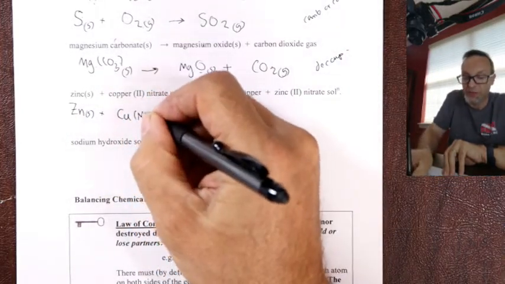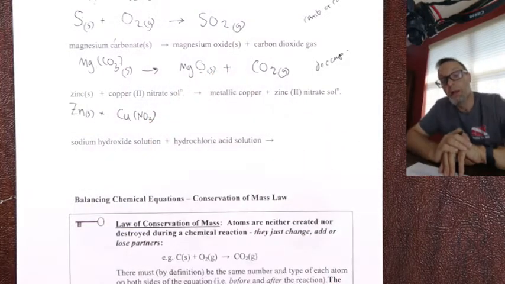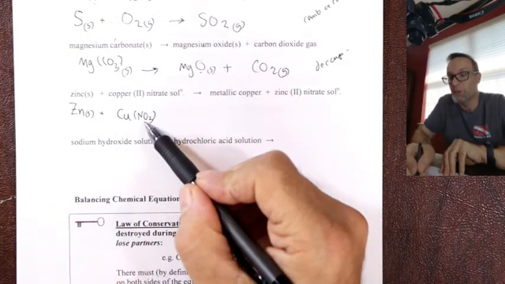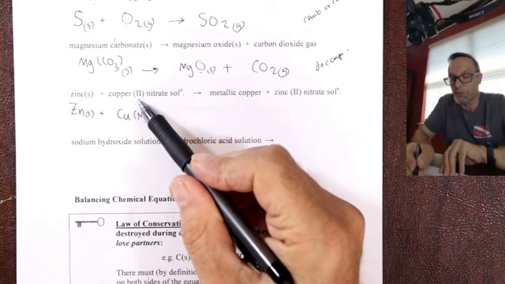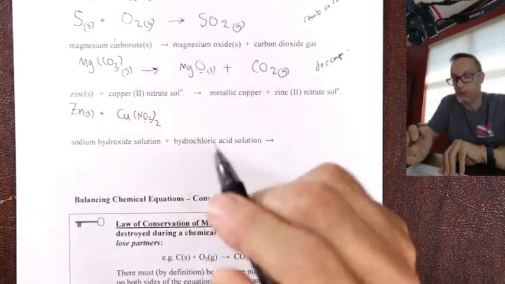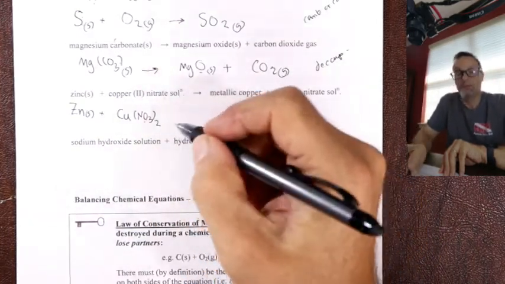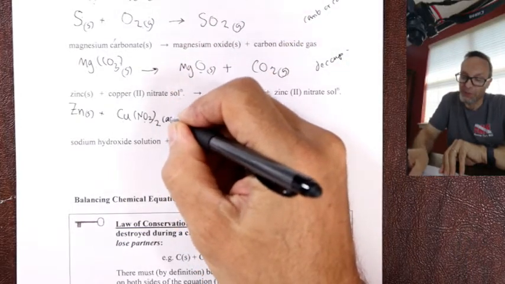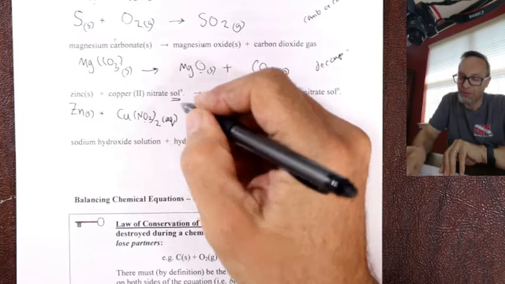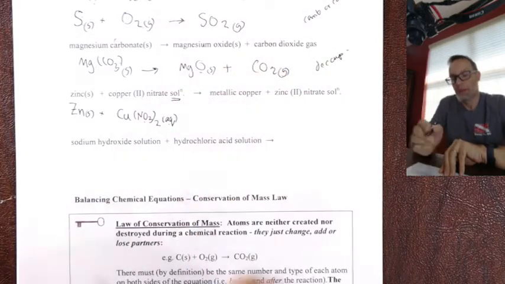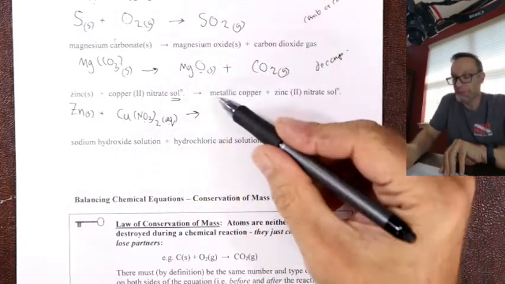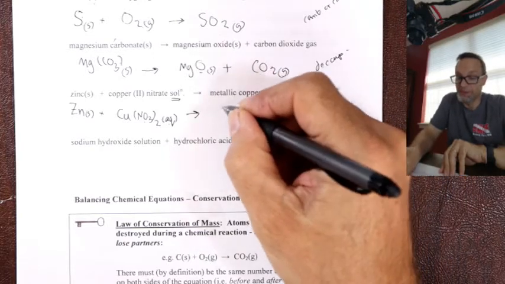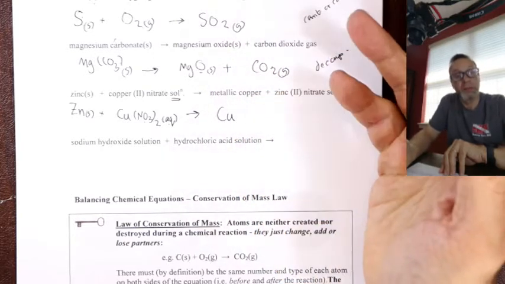Now be careful, because nitrate is what charge? Remember? -1, right? So that's a -1. That's a +2 because it's copper 2 nitrate. So I need 2 of those, okay? Solution, dissolved, aqueous, right? So that's that state symbol aqueous we talked about briefly. So whenever you see solution, it's aqueous, all right? Turns into metallic copper. No, that's just copper. Cu. Cu is the symbol for copper.